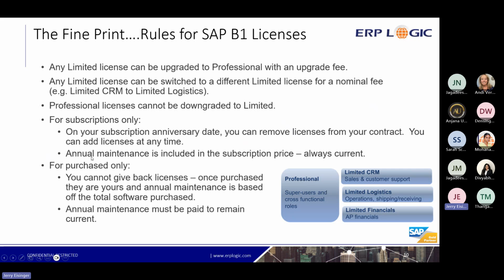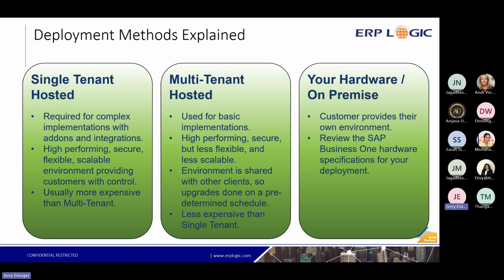And for subscriptions, the annual maintenance is included, as I mentioned. On the purchased-only licenses, you basically can't give back licenses. Once you've bought them, they're yours. And the annual maintenance is going to be based off the total software that you purchased. So in our case, it's 18% of the total cost of the software, billed on an annual basis. Again, a little detail here, just so you have this for future reference.